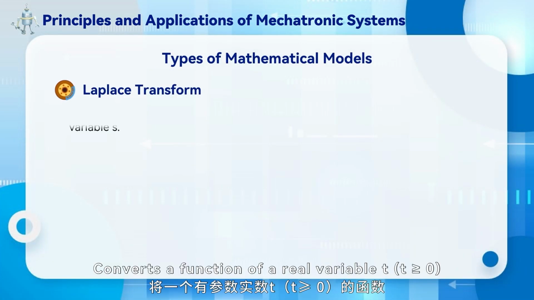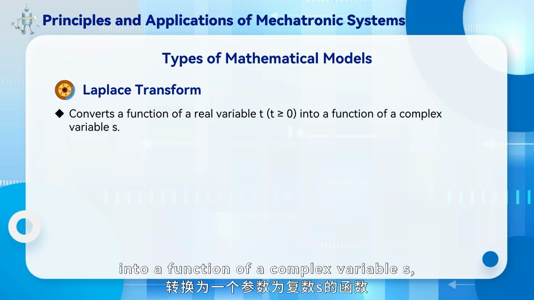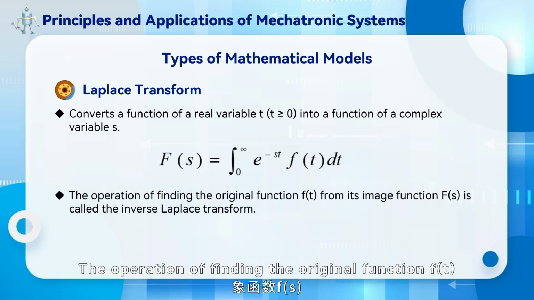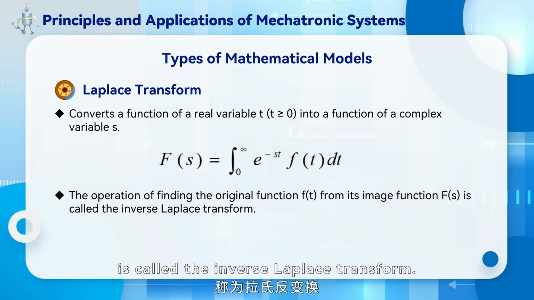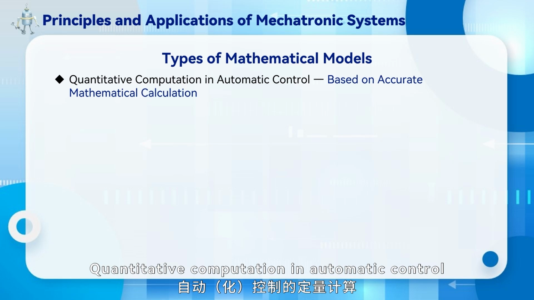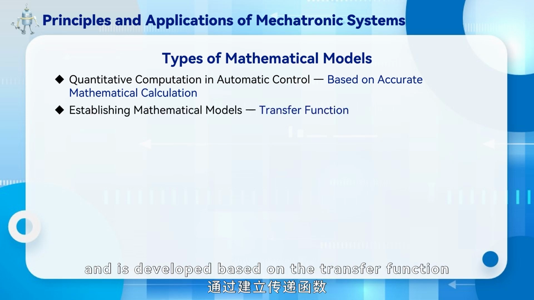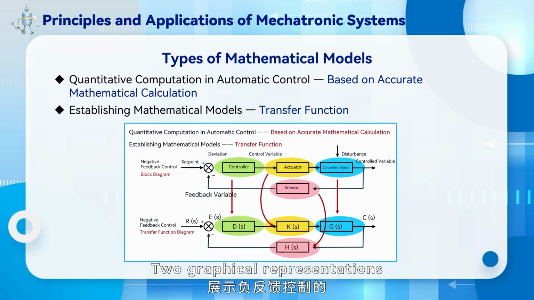The Laplace transform converts a function of a real variable t, greater than or equal to 0, into a function of a complex variable s, defined as follows. The operation of finding the original function f of t from its image function F of s is called the inverse Laplace transform. Quantitative computation in automatic control emphasizes accurate mathematical calculation and is developed based on the transfer function as the mathematical model. 2. Graphical representations of negative feedback control.